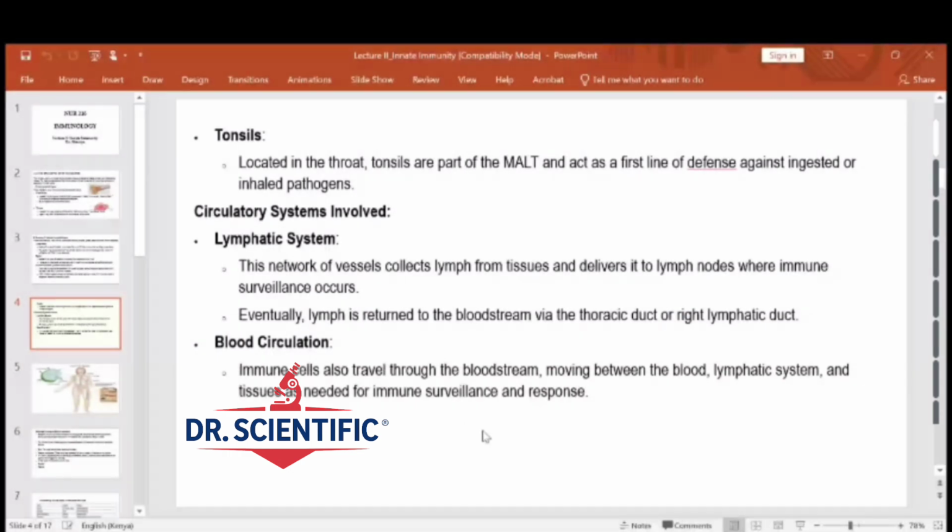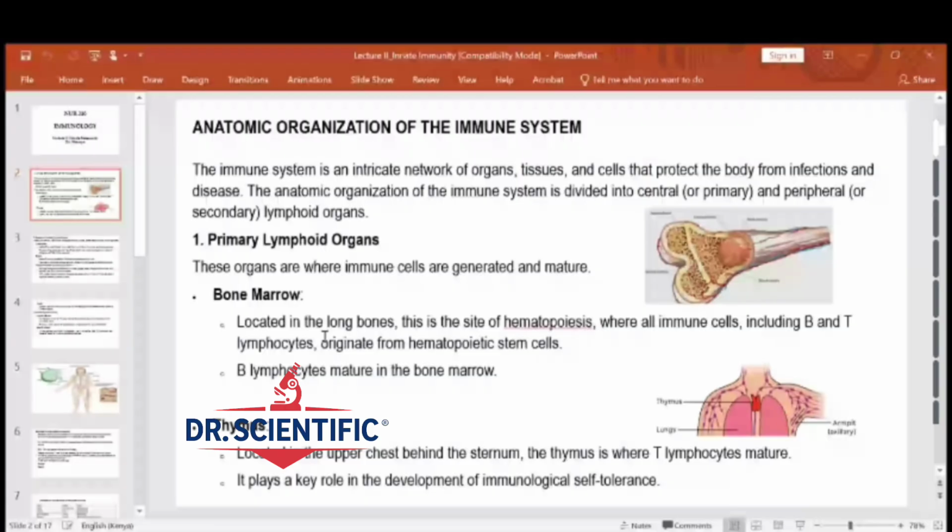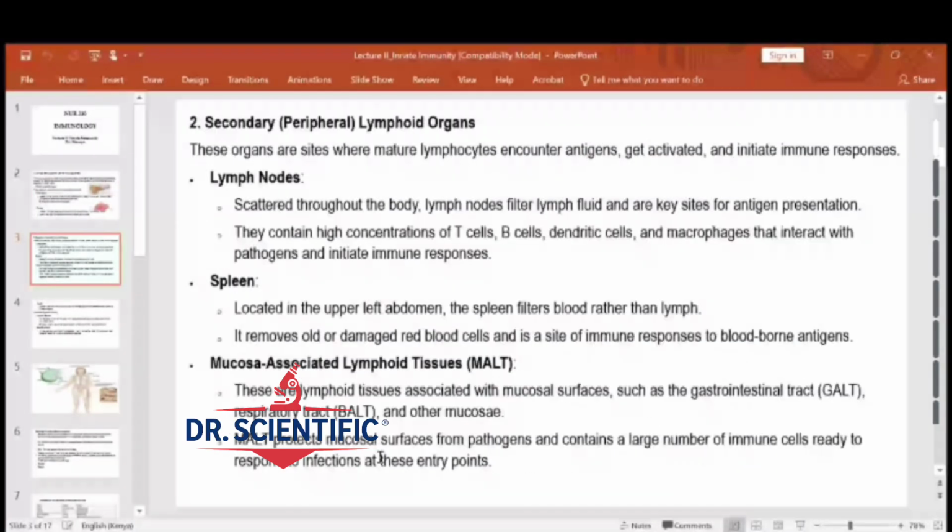So, of course, if you look at all these organs, starting from the bone marrow and the thymus, those forming part of the primary lymphoid organs, and lymph nodes, spleen, MALT, and tonsils, we can classify them in terms of systems. I just want to know, all these organs, where can we classify them in terms of the body systems? Which systems do they form?